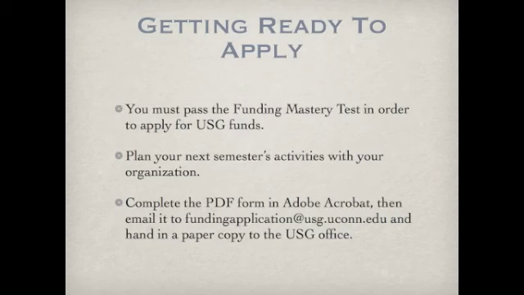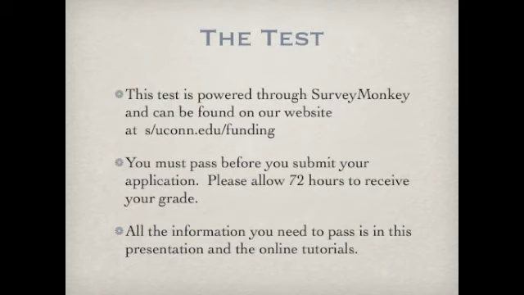The application process will approve funds for your next semester. To apply, you must pass the Funding Mastery Test, plan out your next semester's activities, and fill out the application accordingly. You must complete the form in Adobe Acrobat, email it to fundingapplication@usg.uconn.edu, and hand in a paper copy to the USG office.